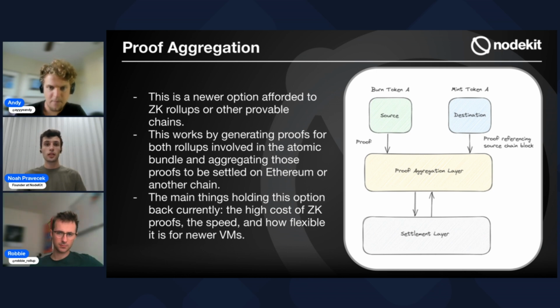This is an option that is used by different ZK rollups in general. Essentially what you're doing is proving two different actions on two different chains. So you're proving a burn of a token on a source chain and a mint of a token on a destination chain. But the main things holding this back are the high cost of ZK proofs, the speed, and also how flexible it is for new VMs.